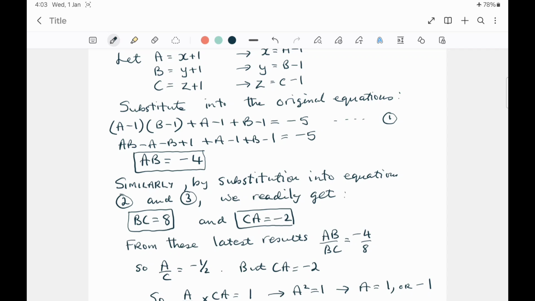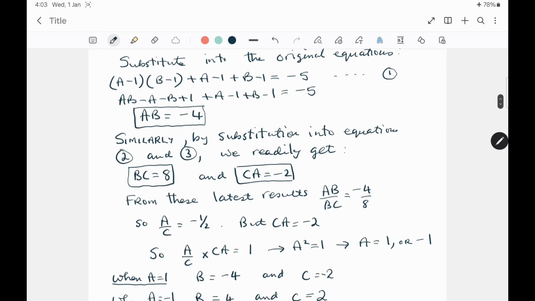Now, from these latest results, you divide ab by bc, that is -4 over 8, and so the b's cancelling out means that a over c is -1/2. But we also have c times a, or a times c if you prefer, is equal to -2. And multiplying those two expressions together will eliminate the c. So here we have a over c times c over a equals 1, which means that a squared is 1, so a is equal to 1, or it's equal to -1.